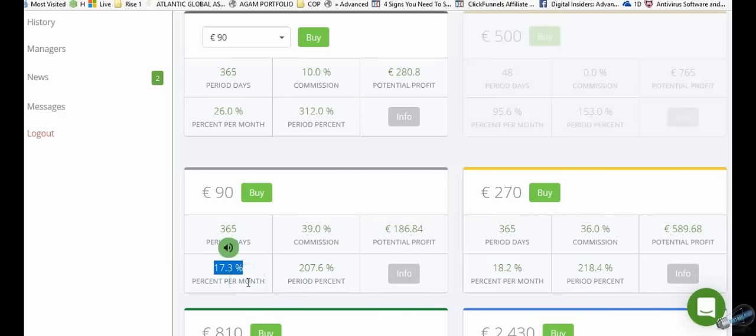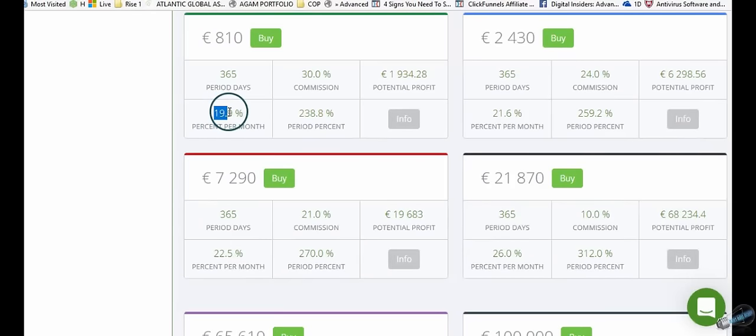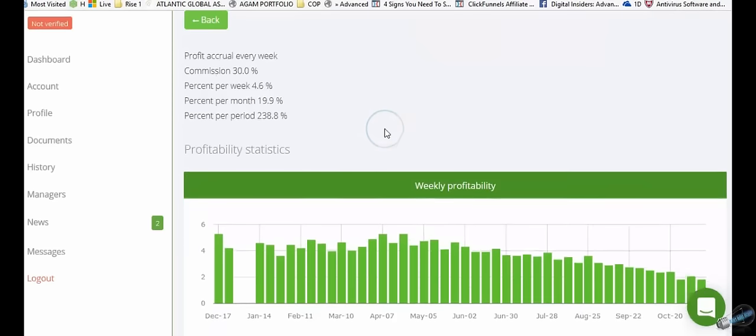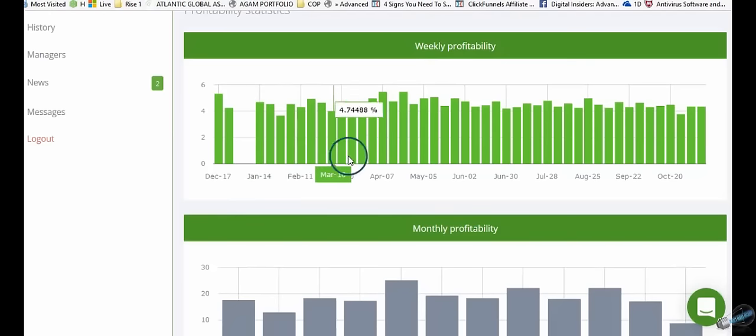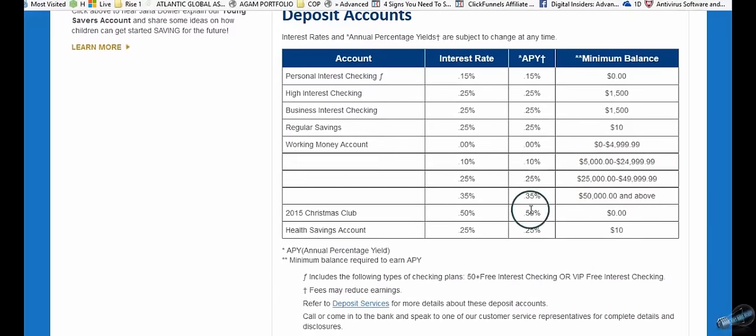17% per month, which is still between 4 and 6% per week. 18.2% per month. 19% per month. 21% per month. 4 to 6% per day. These are proven past profits that are returned on a weekly basis. You can check the records. I bet you couldn't go into First National Bank and ask them to look at their records on how much they give back.